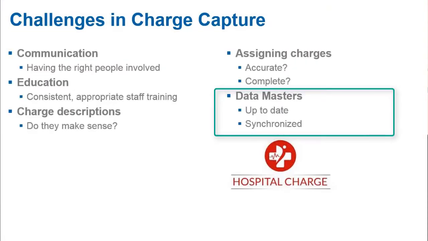Data masters. Again, are they up to date? Have you spent the time to synchronize? Is someone going to go into your charge description master and know what they're looking at? Or are they going to look at dated information? Is the pricing going to be accurate? These are all important challenges when it comes down to picking the right procedure and making sure you're charging for the right item or service that you provided to your patient.